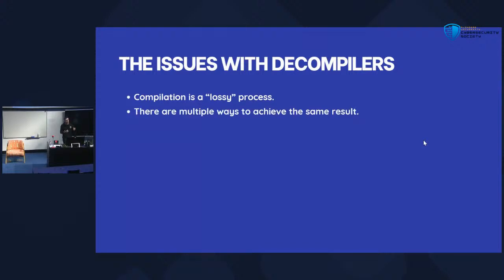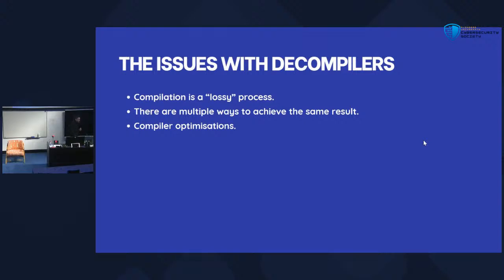And there are multiple ways to achieve the same result. So if something's an int or a long, it's still a number. We can still work with that. Do I use a for loop or a while loop? There are different ways to get the same result, and our decompiler has to try to guess which one would have been used.